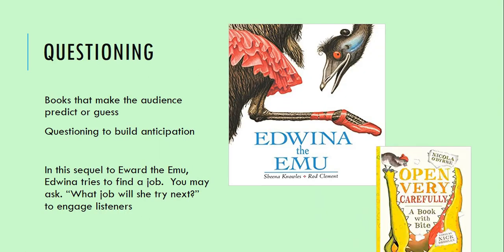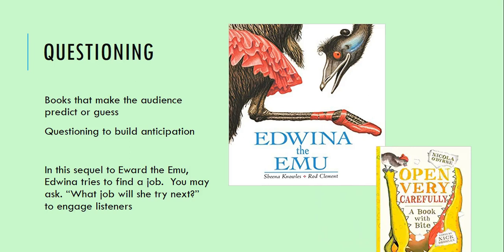Another technique to engage your listeners is questioning. You want to pick out books that make the audience predict or guess what's going to happen next. It can really help build anticipation. One of our articles suggests Edward the Emu as a great book to use for questioning, because Edward wants to be other animals and he tries to pretend to be other animals. And so as you're reading the book, you could say, what animal do you think Edward's going to be next?